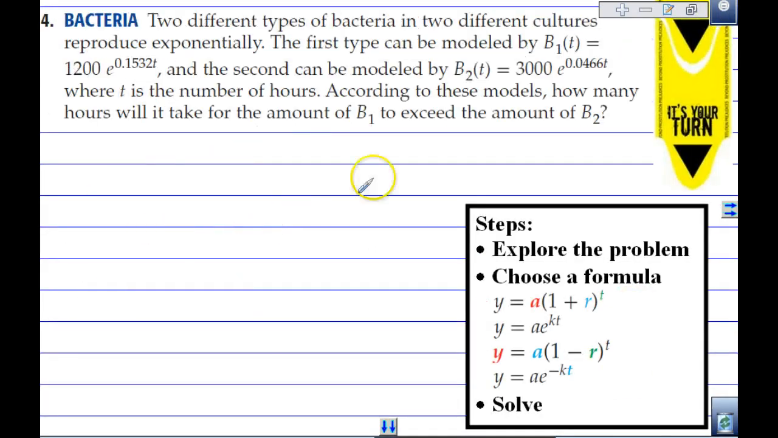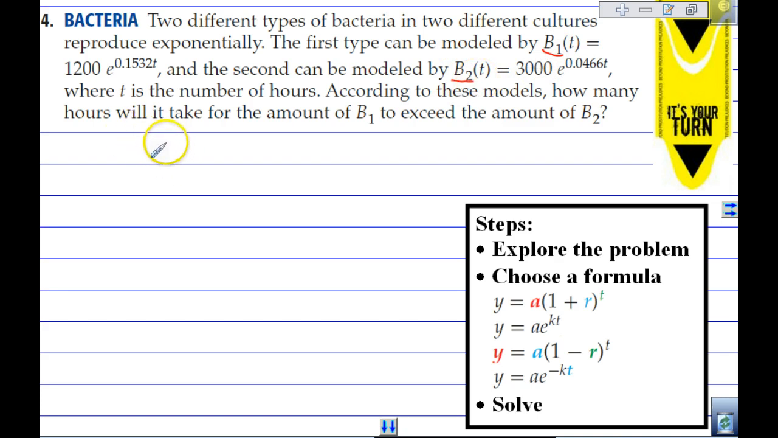Lastly, looking at bacteria, I mentioned this before. This time they tell us the formula pretty clearly, so we just need to do what? According to the models, how many hours will it take for the amount of B1 to exceed the amount of B2? I see, B1. When will B1 be bigger than B2? That's really what they're asking.